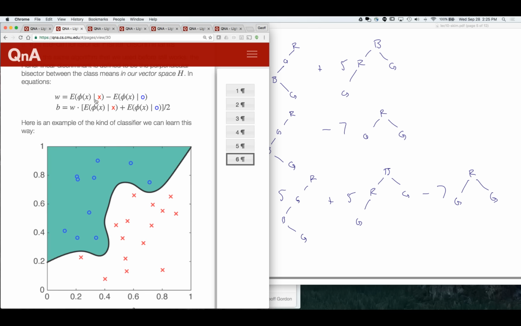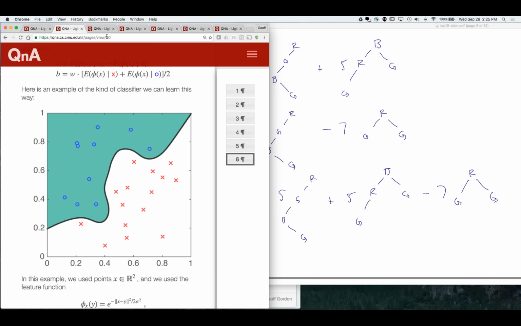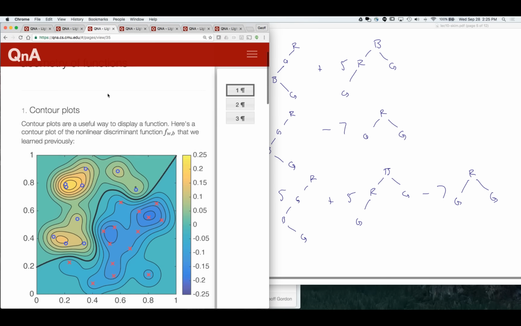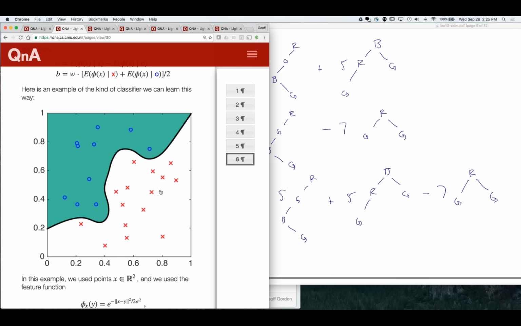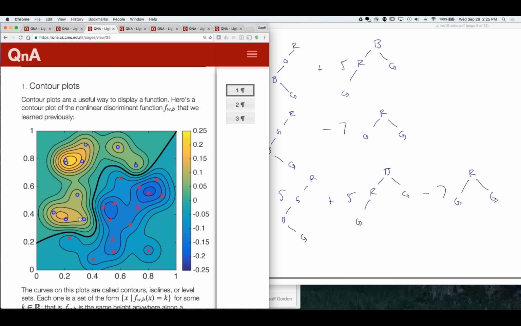So I think I have on the next set of lecture notes, yeah, here's the contour plot of the entire discriminant function that we learned that way, right? So here's the entire discriminant function, and if we go back, here is the class boundary, which is one of the contours in the contour plot. It's the zero level set of the function. But this is a better representation of the entire function, right? And I've shown our training data as well on the same plot, so that you can see that the zero level set does in fact separate the x's from the o's.